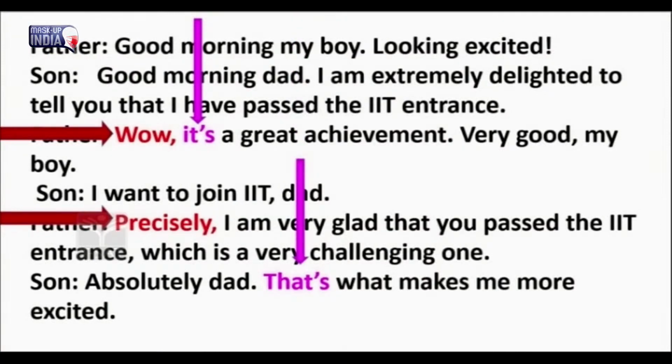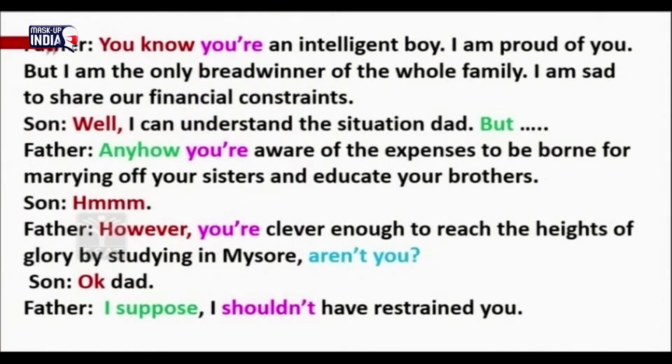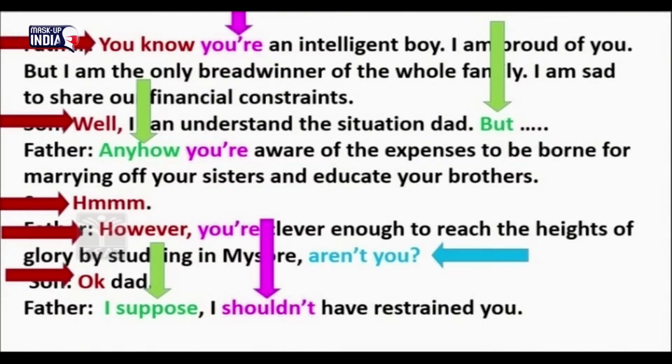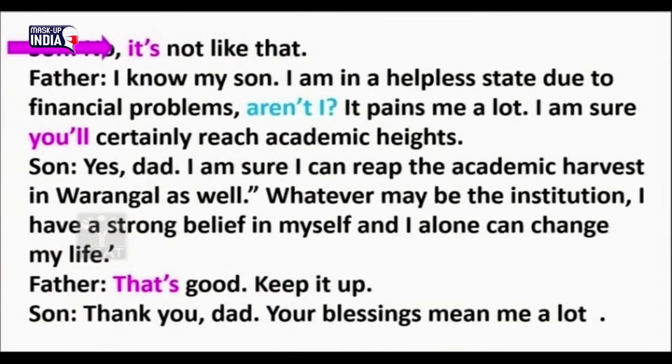that's, these are contractions. Again, discourse markers: you know, well, okay, however. You are, shouldn't, these are contractions. Anyhow, I suppose, but, these are cohesive devices. And finally, aren't you is a question tag. It's, you'll, that's, these are contractions. Aren't I, again a question tag.